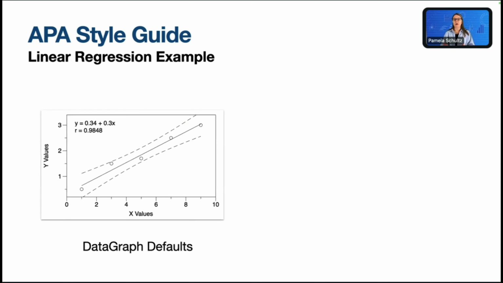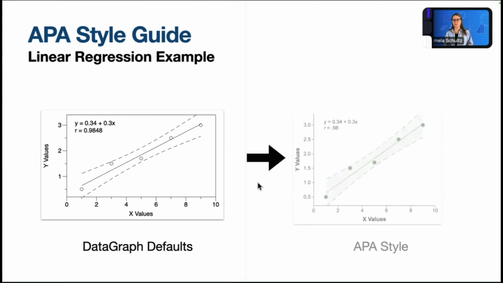Here's an example of a linear regression, a very simple data set with a 95% confidence interval around the fit. What might this look like if we were going to put this in an APA format? Here's an example. A couple of other things to note: you'll see that there's a bold font assigned to the X and Y titles. That's something that's consistent.